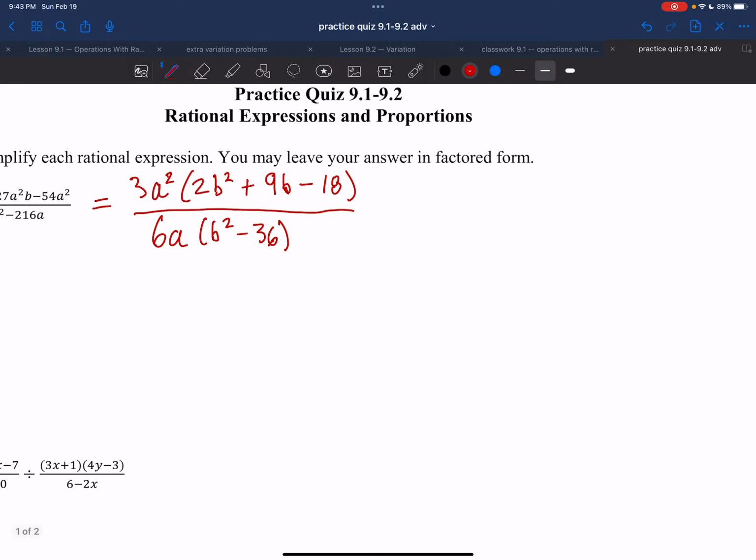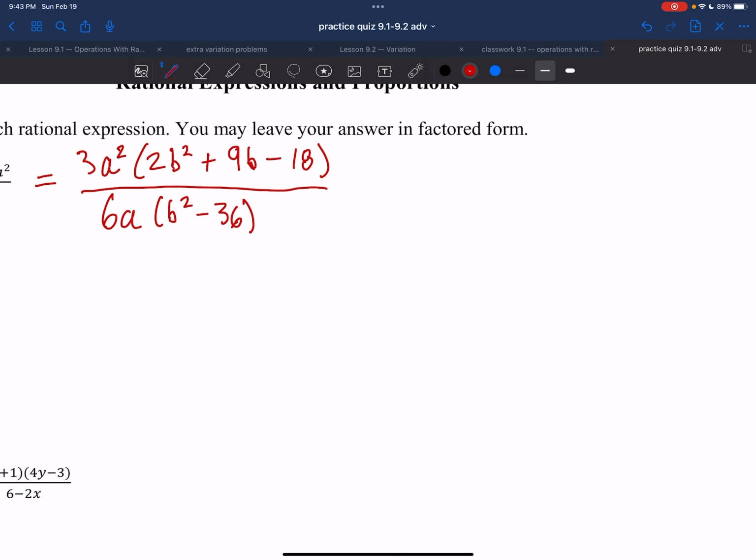All right? Now, I'm not done factoring. That's only the first step, finding the GCF, right? So I'm going to continue to factor. 2b squared plus 9b minus 18, that can actually factor. So here, I'm going to keep the 3a squared.